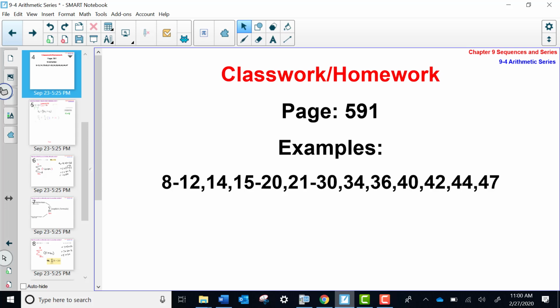Juliet? It would be n equals 1 on the bottom because there's a first term. Yes, first term 7, that's fine, but n equals 1 just means the first term, not the value of the first term, just the first term itself.